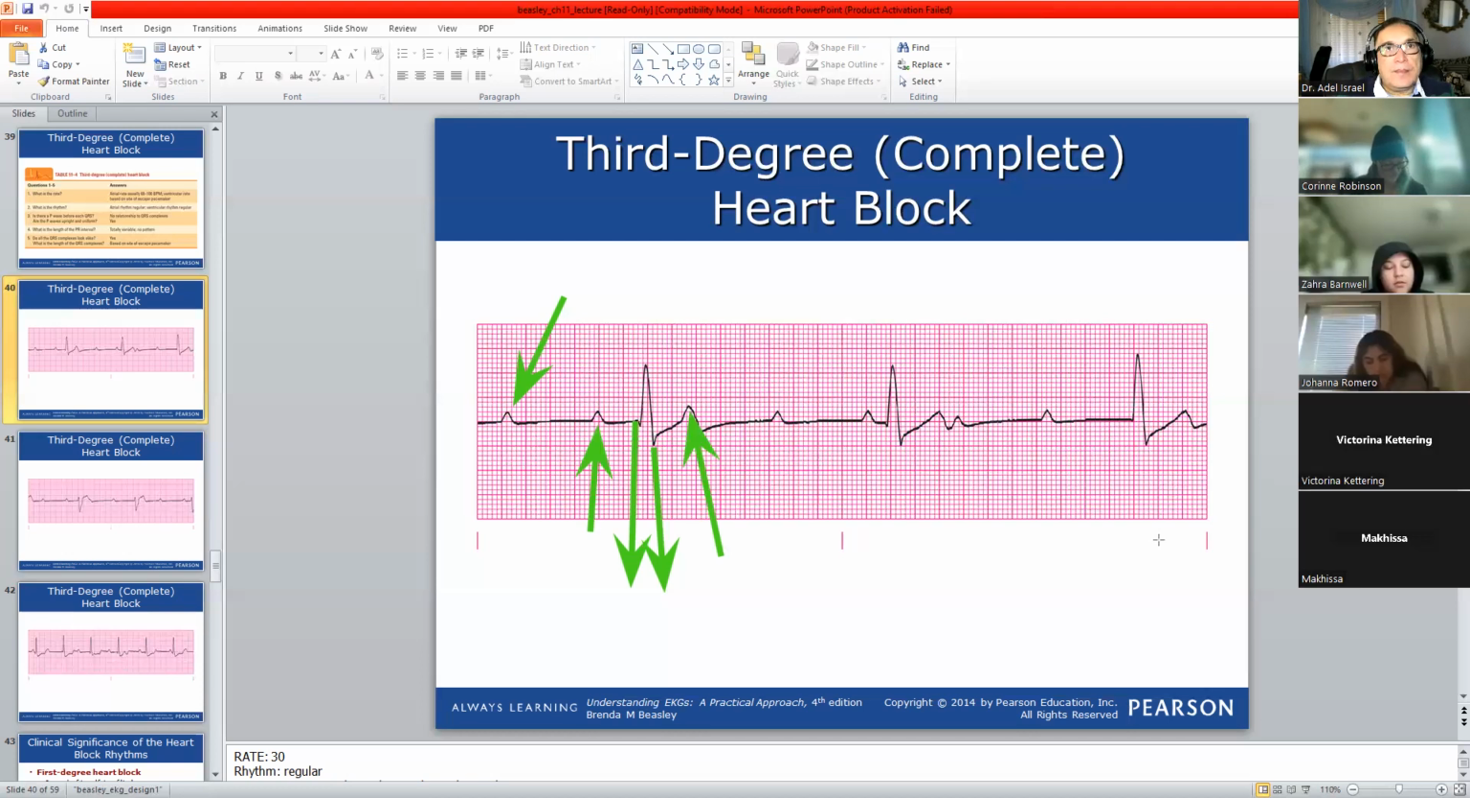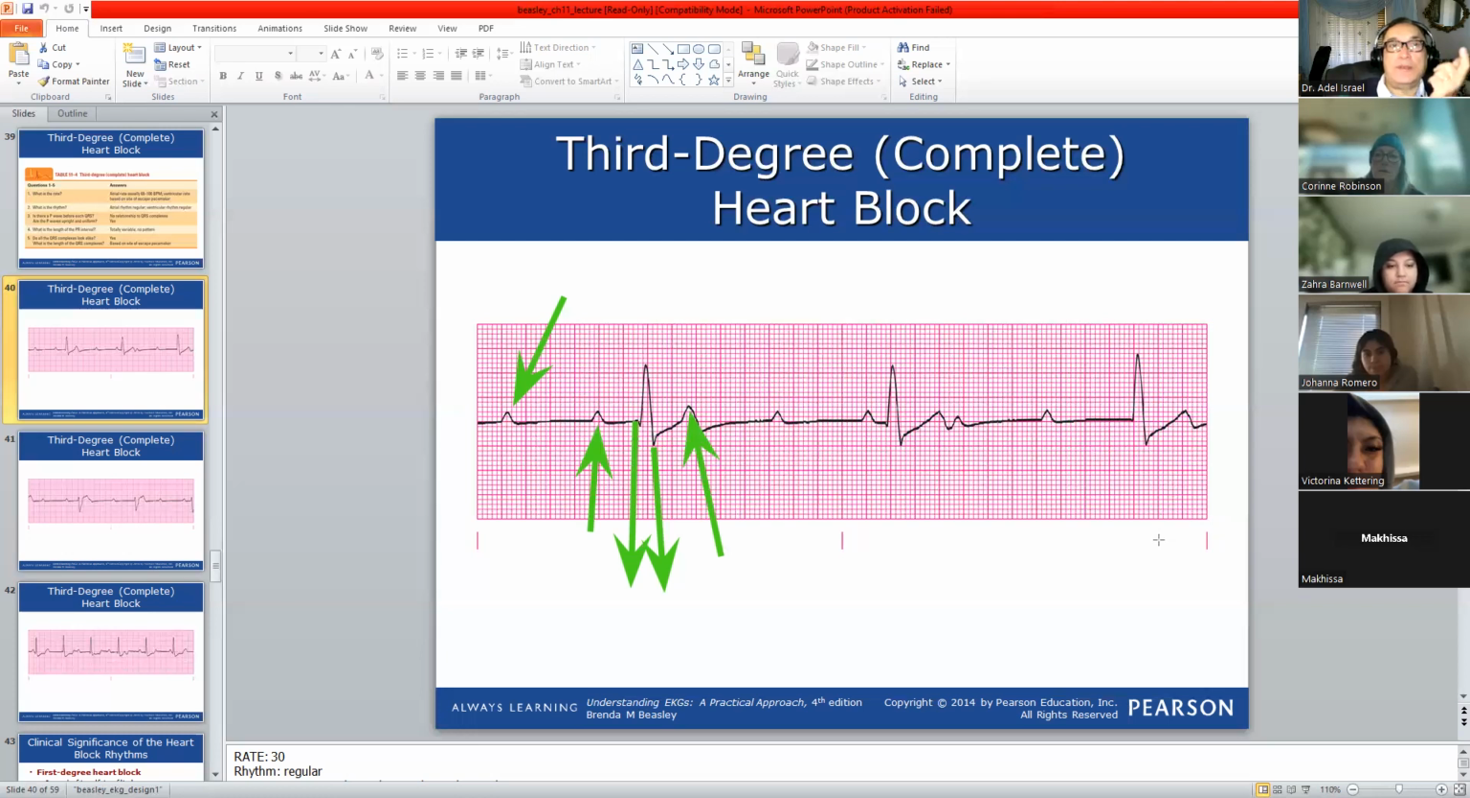Because isn't the ratio like 3 to 1 or 4 to 1? Say it again, Zara. Because the ratio of the drops for second degree type 2, isn't it like 3 to 1? It is actually not 3, it is 2 to 1. Oh, okay. But this is the tricky point. You say that this is 2 to 1. Okay, I agree, but this is not second degree. It is third degree. Why?